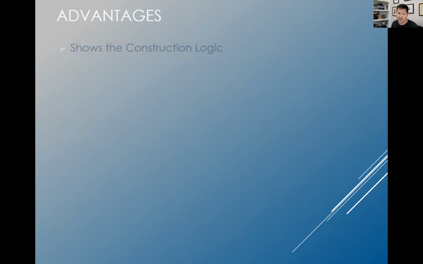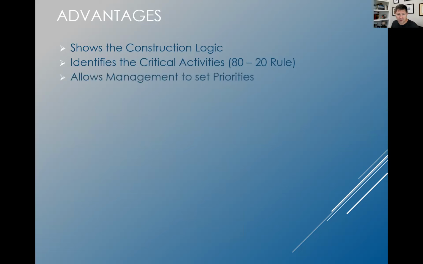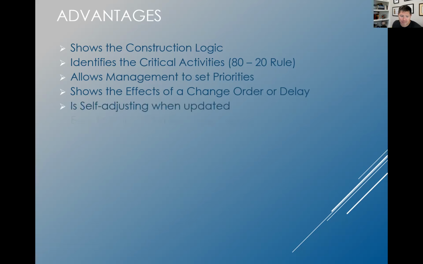So some advantages: it shows the construction logic. That flow diagram shows the logic of construction. We understand, okay, this comes first, second, and third. This can happen at the same time. A great example is working inside versus outside. It identifies the critical activities, the 80-20 rule. 80% of your results will be based on 20% of your activity. It allows management to set priorities, along with your critical path items. It shows the effects of change, order, or delay. It is self-adjusting when updated, and easy to follow visually. It shows you the big picture.